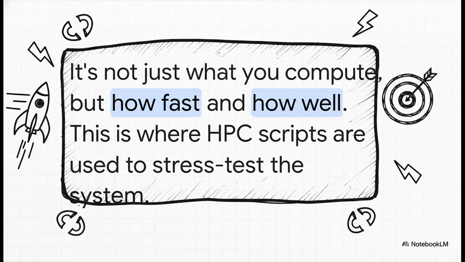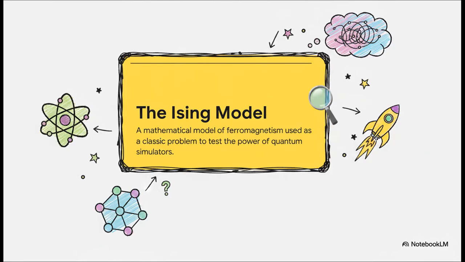So the high-performance computing scripts in here are all about stress testing the system, pushing it till it breaks just to see how strong it is. Now, a key tool they use for the stress testing is something called the Ising model. I know, the name sounds a little intimidating, but just think of it like a standardized obstacle course for quantum computers. It's a classic physics problem that's so well understood that if your simulator can solve it correctly, you know you're on the right track.